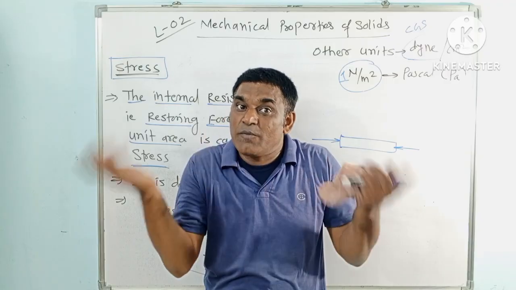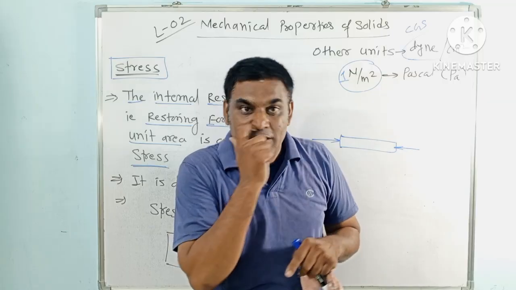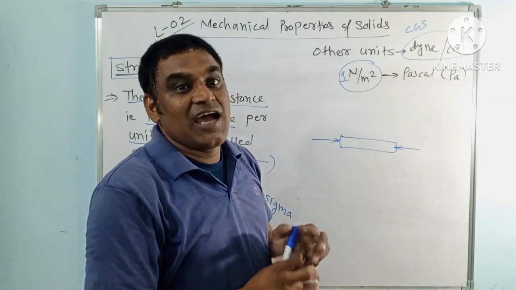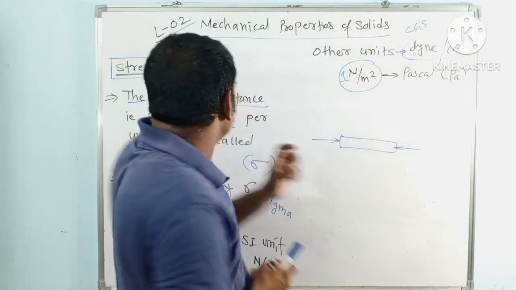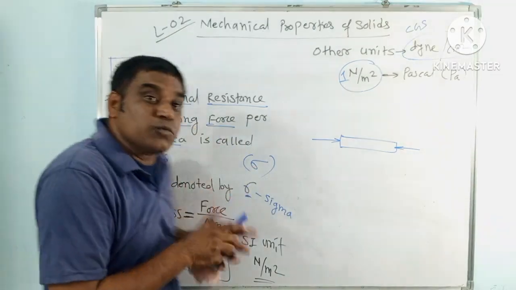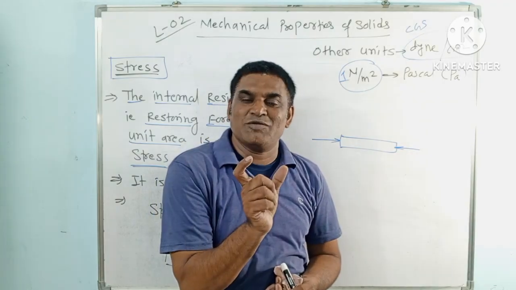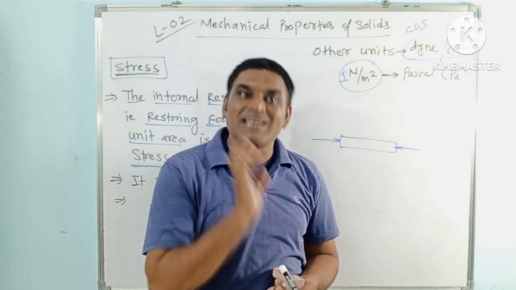After removal of force, they will regain that shape. That is called elasticity. Correct or not? So that is the internal resistance, and that force we call a restoring force. After removal of force, due to this force only, the body regains its original shape and size. They will maintain the intermolecular distance between them. Correct or not? Understand this.